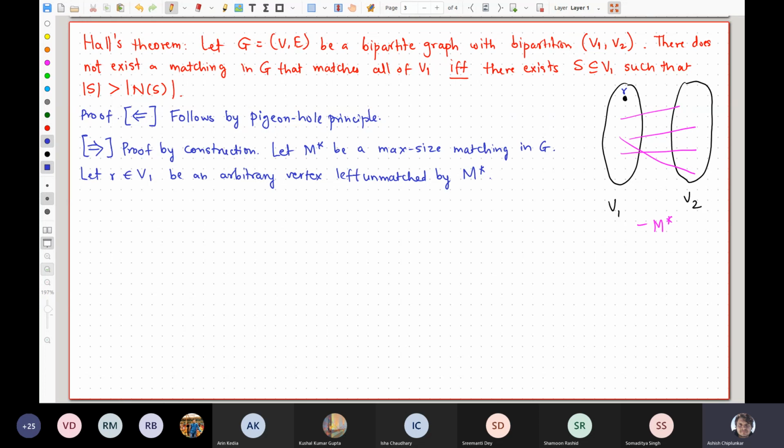Okay, so now what do we have? This M star is a maximum cardinality matching. So what does that tell us about augmenting paths?